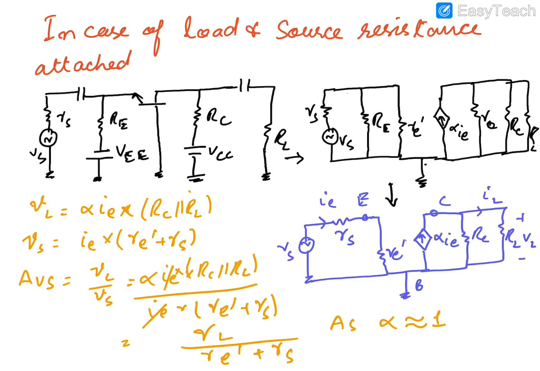From here we can find the value of load voltage, which is equal to the parallel combination of RL and RC multiplied by this current, which is alpha into IE. Also Vs is equal to IE multiplied by RS plus Re dash. So when VL is divided by Vs, we have the overall voltage gain, which is equal to small rl divided by Re dash plus Rs, because small rl is equal to the parallel combination of Rc and RL. As we have taken the value of alpha nearly equal to 1, the absolute gain will be equal to RL divided by Re dash plus Rs.